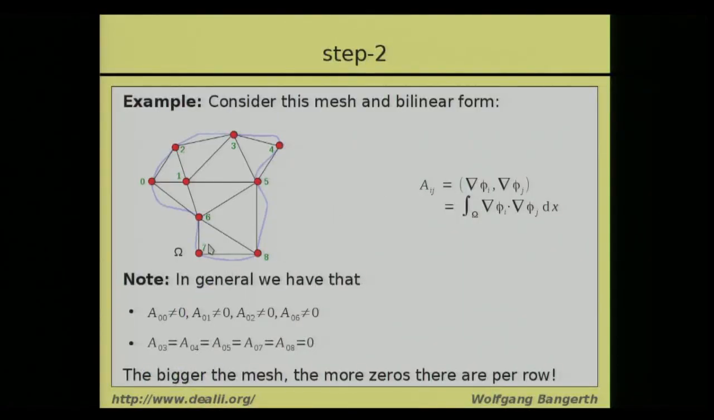So if you look through this entire mesh that we have here, it turns out that for row number 0 in this matrix, there are exactly 0, 1, 2, 3, 4 entries that are non-zero, whereas the other 1, 2, 3, 4, 5 entries are 0.